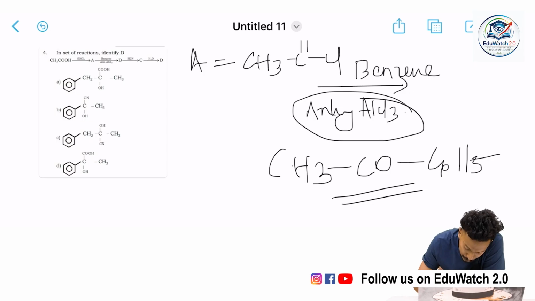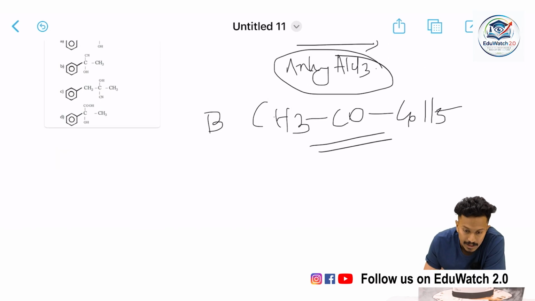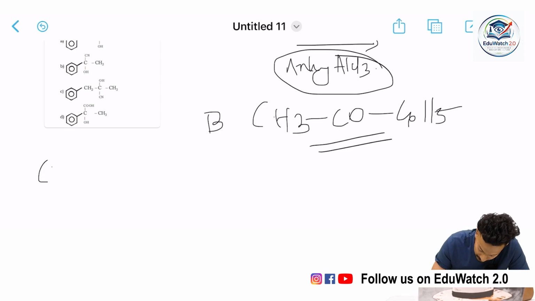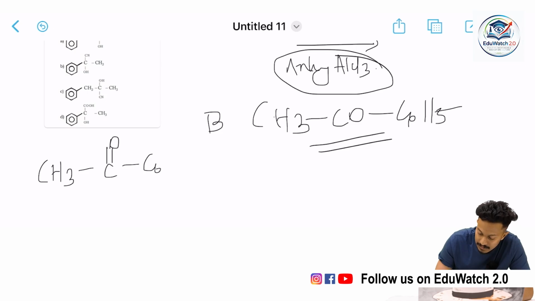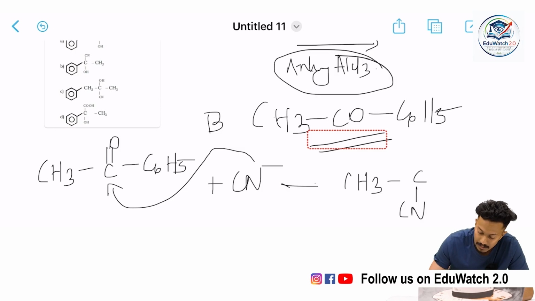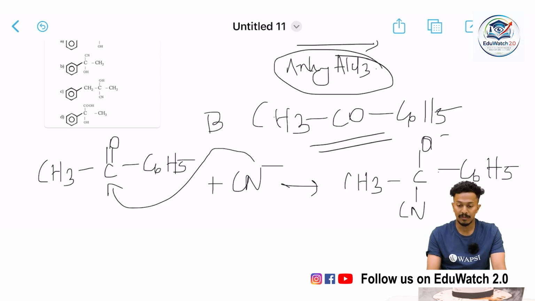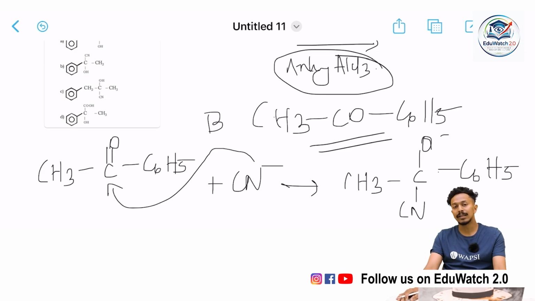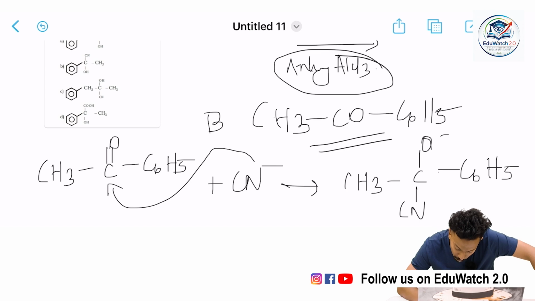And this B is then treated with HCN. How could it be a hydrocyanide reaction? Am I right? A cyanide reaction. So this could be written like this: C double bond O, C6H5. When a CN minus ion attacks at the carbonyl carbon, it becomes CH3, C, CN, O minus, C6H5. Are you familiar with this one? Addition of a cyanide group on the carbonyl group, because the cyanide ion attacks the electropositive atom of the carbonyl group, which is the carbon. It does not attack at the oxygen because it is electron rich, and we get O minus.